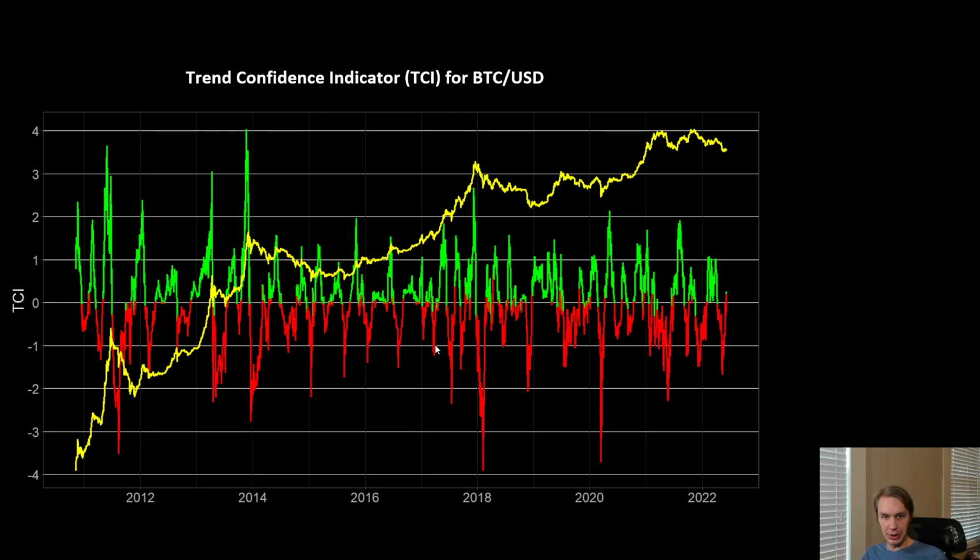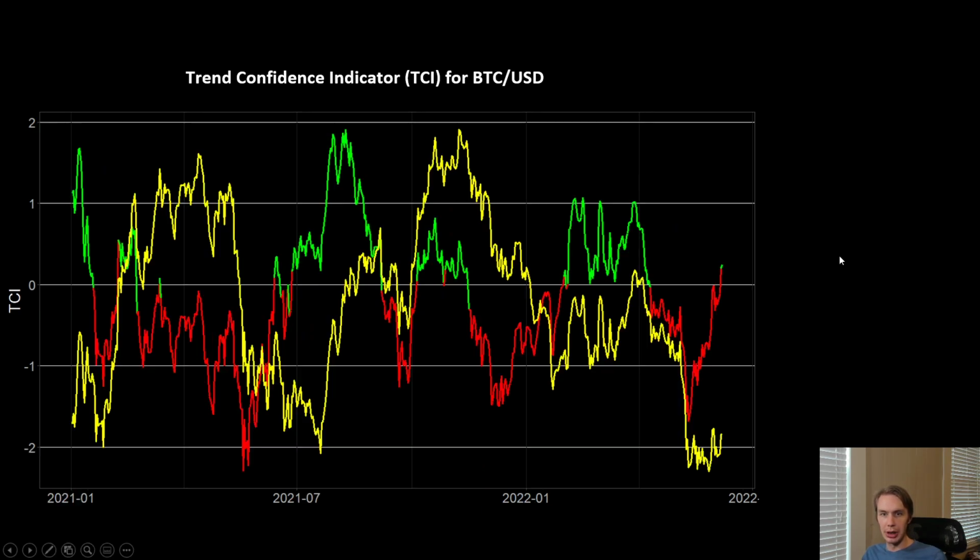So when we're zoomed this far out, it's a little bit hard to see what's going on. So I'm just going to zoom in to the past year or so, specifically starting in January of 21, just so we can see what the indicator is doing more recently a little bit easier. So this yellow line is the price of Bitcoin, and I just have that overlaid over the TCI level.